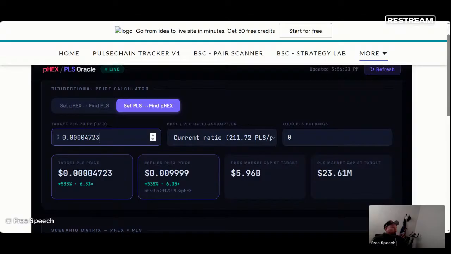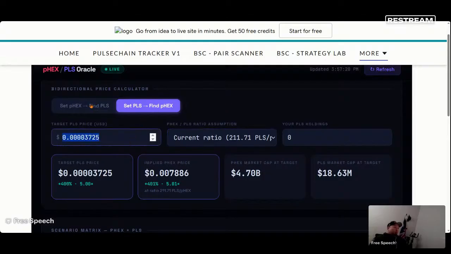Worth covering here is how the ratio of PLS per pHEX changes when either asset moves at a different speed to the other. There are really only 4 situations. So both go up equally. So that's in relation to this. I'll try to understand this a little bit better.